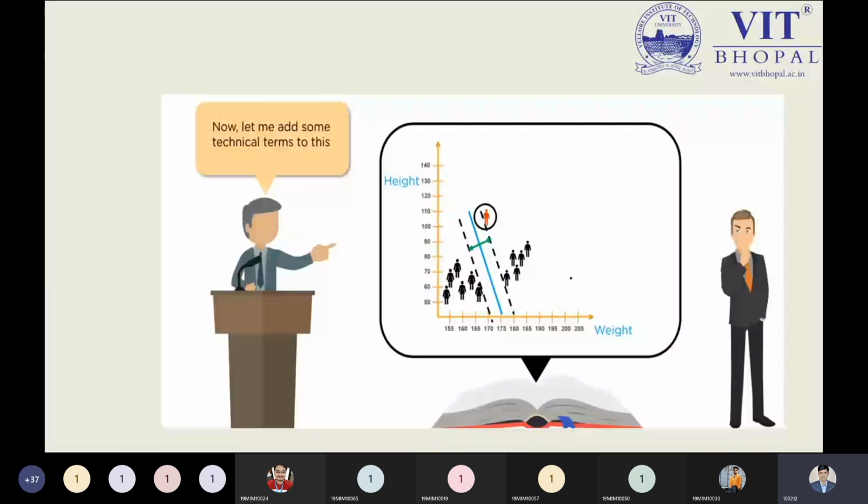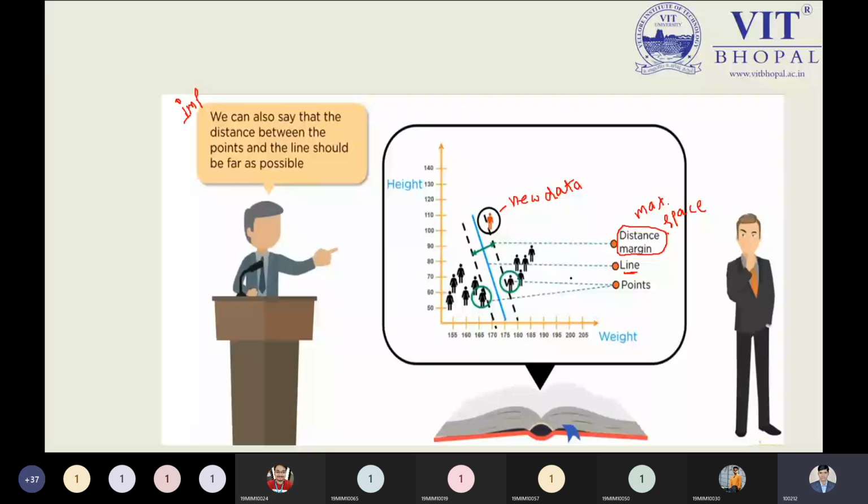Now come to our example, and you can understand here. Let me add some technical terms to explain my idea better. The important point I have written here is that the distance between the point and the line should be as far as possible. Why? Because then you have a good margin, and due to this you can classify the information properly. Here we have the new data, this is known as the distance margin, this is the line, line 1, and this is a data point.